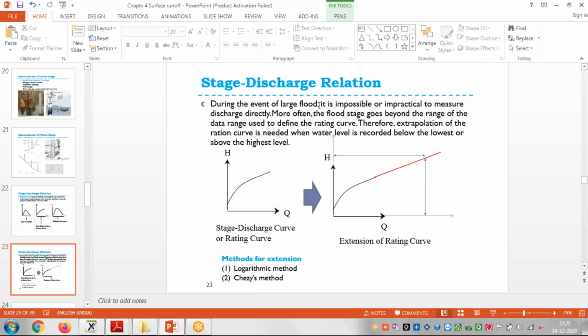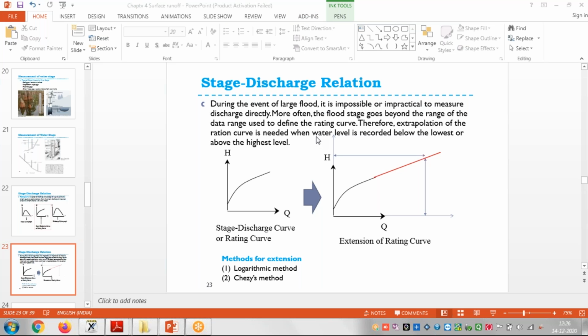So during the event of a large flood, it is impossible or impractical to measure the discharge directly, more often. So the flood stage goes beyond the range of the data. What he is saying is, when the flood comes, we cannot measure the discharge directly by just reaching the river side. We can measure only the height, and at what height, we can say what may be the discharge, right?